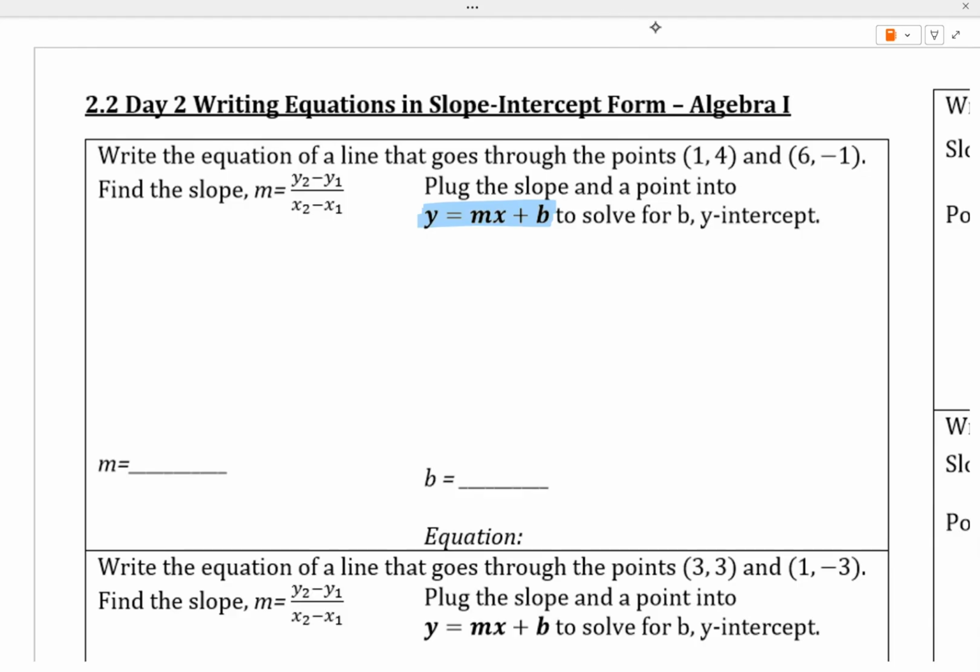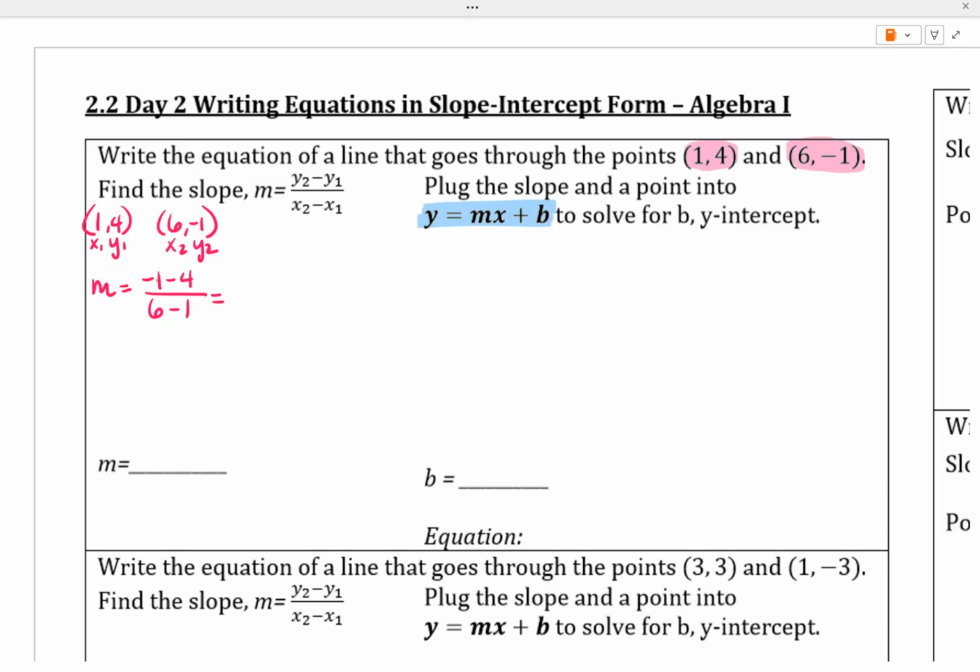So for this very first problem, we are provided with 2 points. We have (1, 4) and (6, -1). So I'm going to write those over here on the left-hand side. The very first thing we're going to do is find slope. So we have (1, 4) and (6, -1). So I'm going to assign those x1, y1, x2, y2, and plug those into my slope formula, which is written right here. So y2, -1, minus y1, 4, over x2, 6, minus x1, 1.